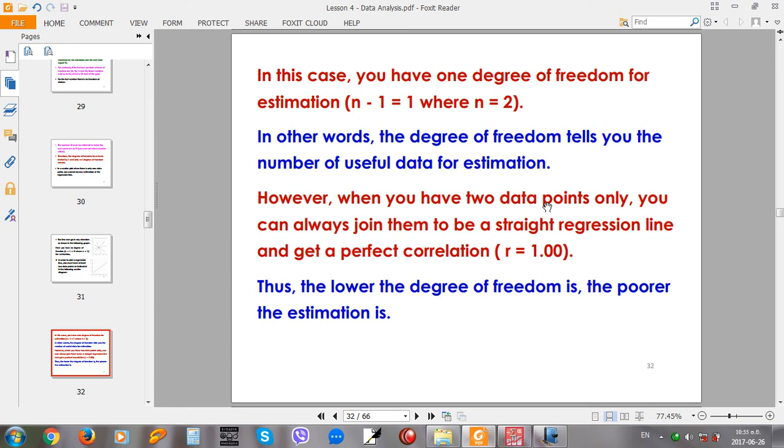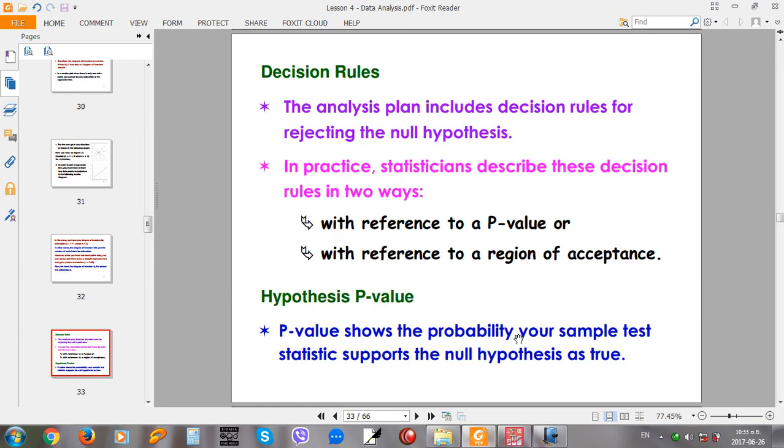However, when you have 2 data points only, you can always join them into a straight regression line and get the perfect correlation 1.0. So if you have only 2 points, there is nothing to do, we just make a straight line, and the correlation equals +1. Thus, the lower the degrees of freedom, the poorer the estimation is.